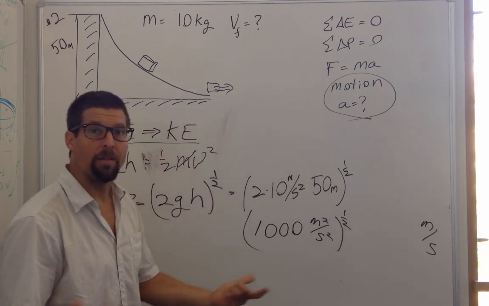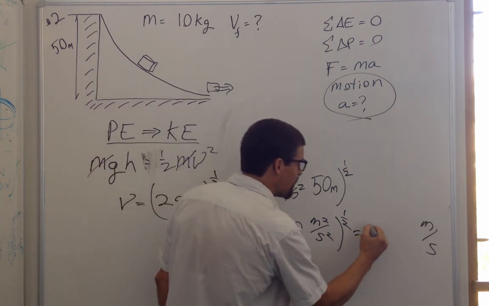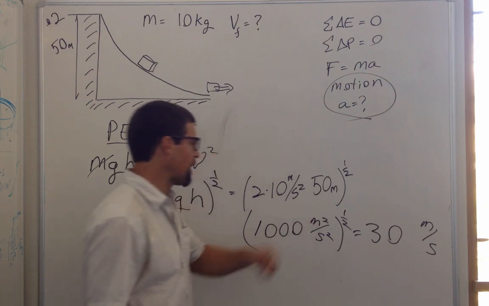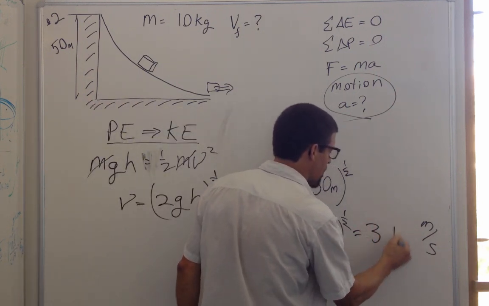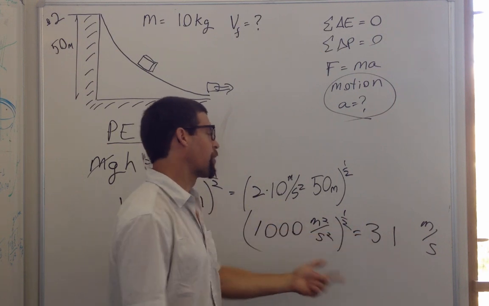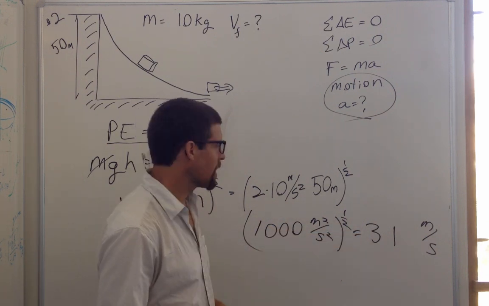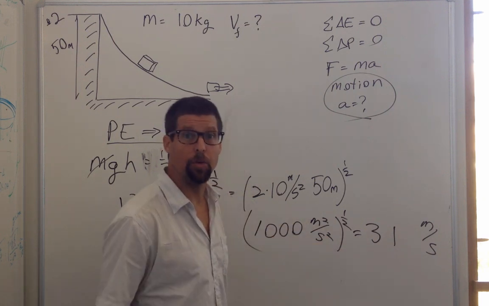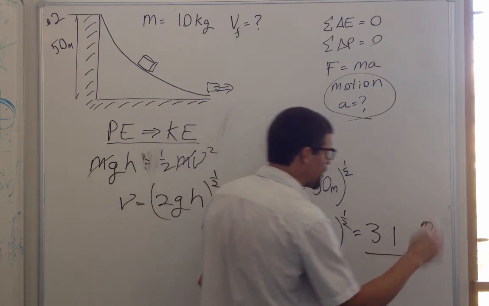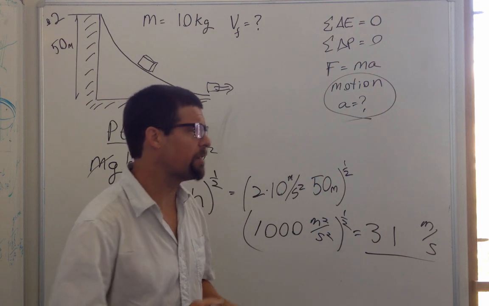What's the square root of 1,000? Well, it's about 30, because 30 times 30 is 900. How about 31? With 31, we get an extra factor of 30 twice, so that's going to be about 960. We can see from that 32 is going to be too big. So it's somewhere around 31 meters per second, 30 meters per second. That's good.